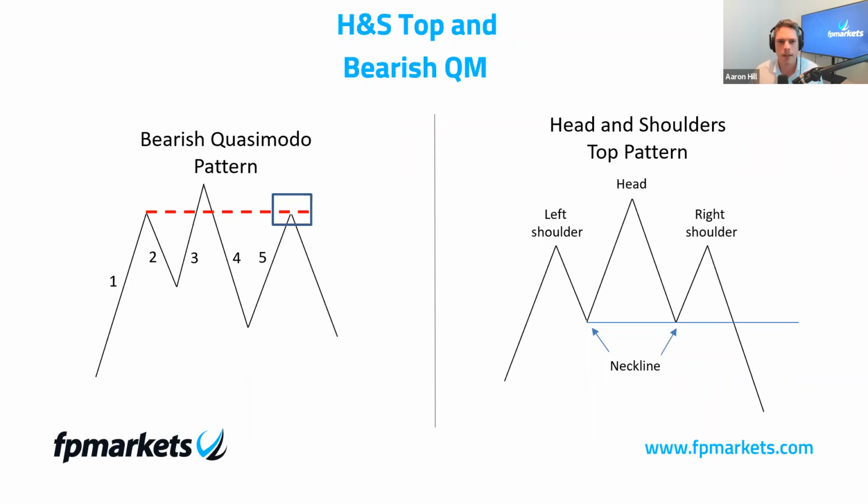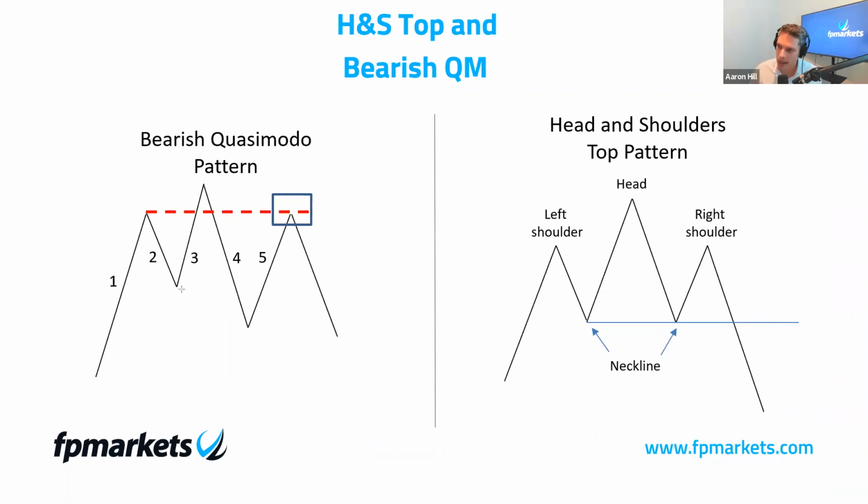Let me just get the pen back out. This leads us to the second difference, the neckline. So as you can see here, we have a neckline, which is joined by the troughs formed between the head of the formation. So trough 1, trough 2, and we join those low points to form a neckline. And for anyone that trades the head and shoulders top pattern, we wait for a close below the neckline, and we then trade short. Fair enough.